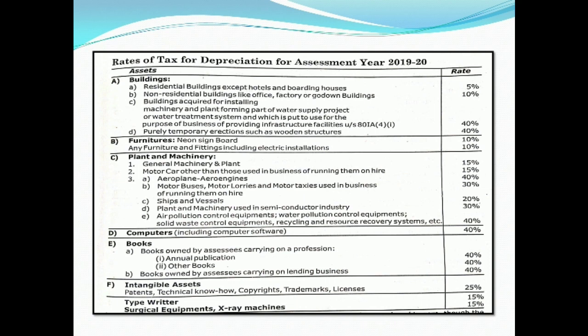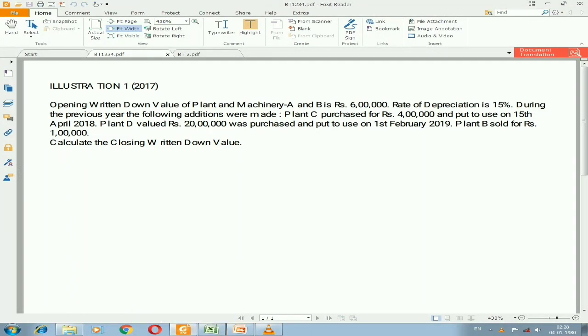And next, computer is 40%, books, which is annual as well as other books, any other books which are carried for lending business, also 40%. Any other intangible assets is 25%. Typewriters, surgical equipment and X-ray machines are 15%. So you need to remember certain rates while calculating depreciation problems or illustrations if they are not specified in the illustrations. Now we are going to solve one illustration which is related to depreciation under section 32.